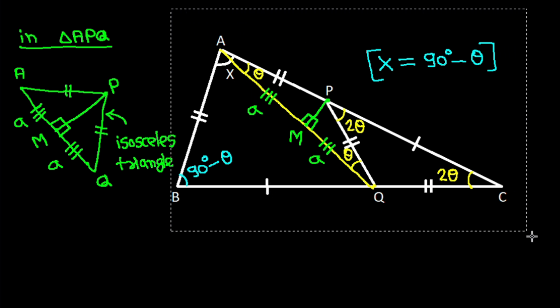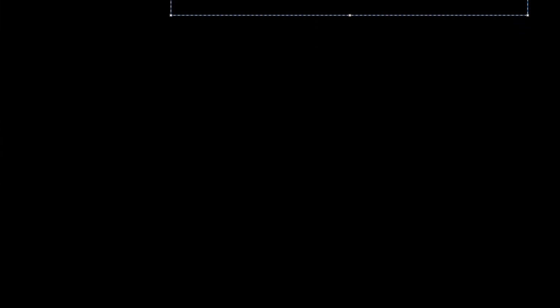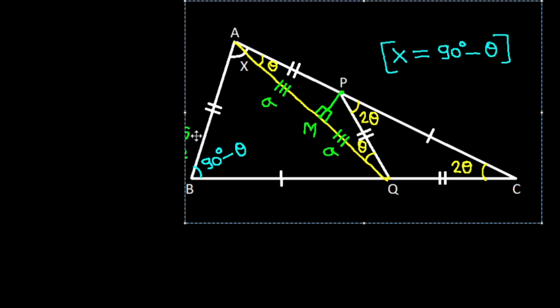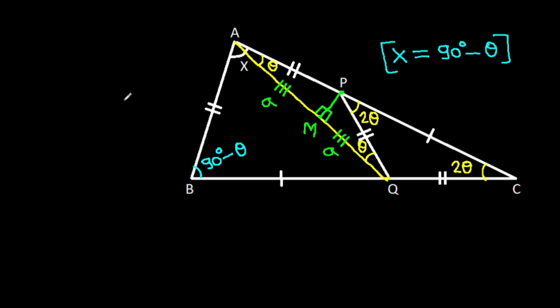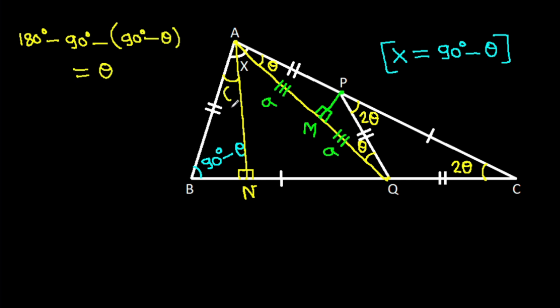And now from point A, if we make a perpendicular on BC, suppose this point is N, then this angle will be 180 degrees minus 90 degrees minus 90 degrees minus theta. That will be theta. It is theta.